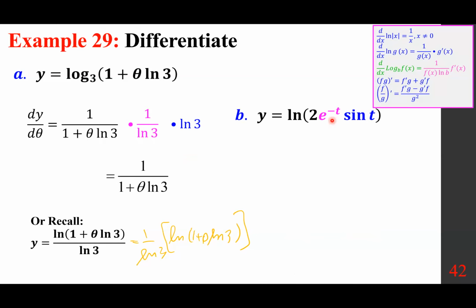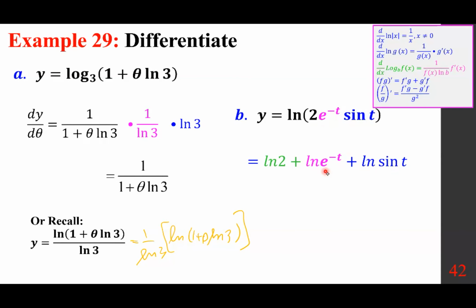ln of 2 e to the power minus t sine t. I hope you recognize that you can use the product rule. ln of 2 plus ln of e to the power minus t plus ln of sine t, because we are multiplying these three pieces. I put them in different colors so it becomes clear. We are multiplying three pieces, everybody. And so we are going to cut them in this fashion. Okay, ln 2 plus ln of e to the power minus t plus ln of sine t.